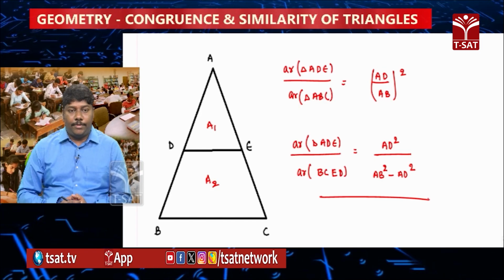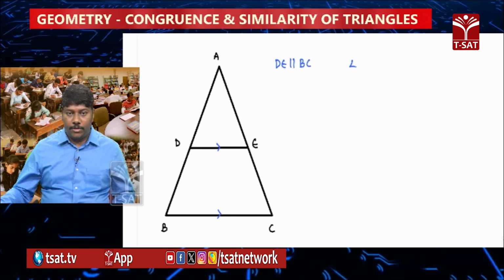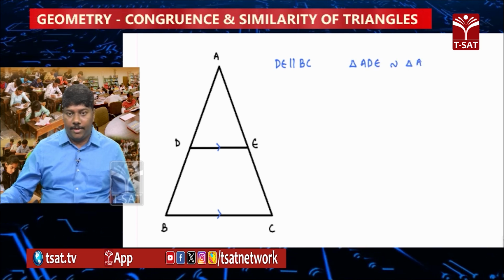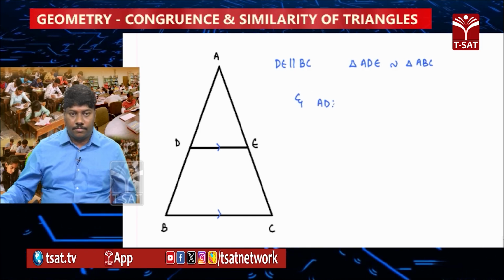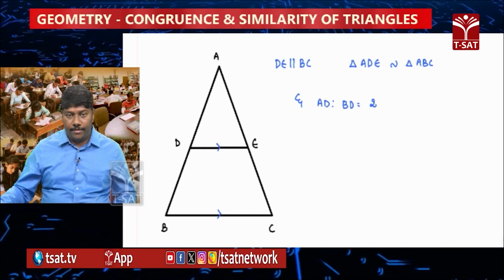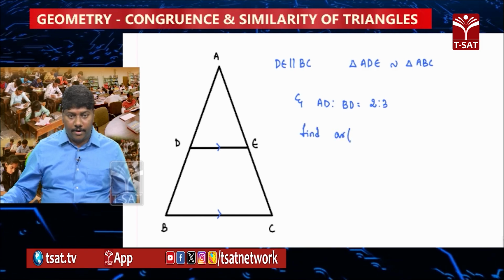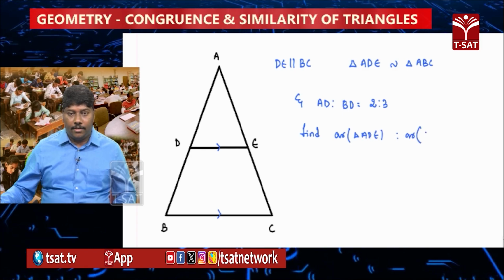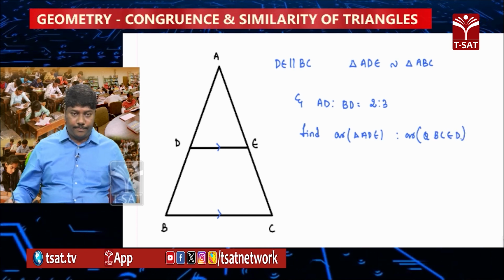Let me give it with an example so that you can understand better. The moment you say DE is parallel to BC, we know the triangle ADE is similar to triangle ABC, and I am giving AD to AB is 2:3. Find the area of triangle ADE to the area of quadrilateral BCED, the quadrilateral or trapezium.